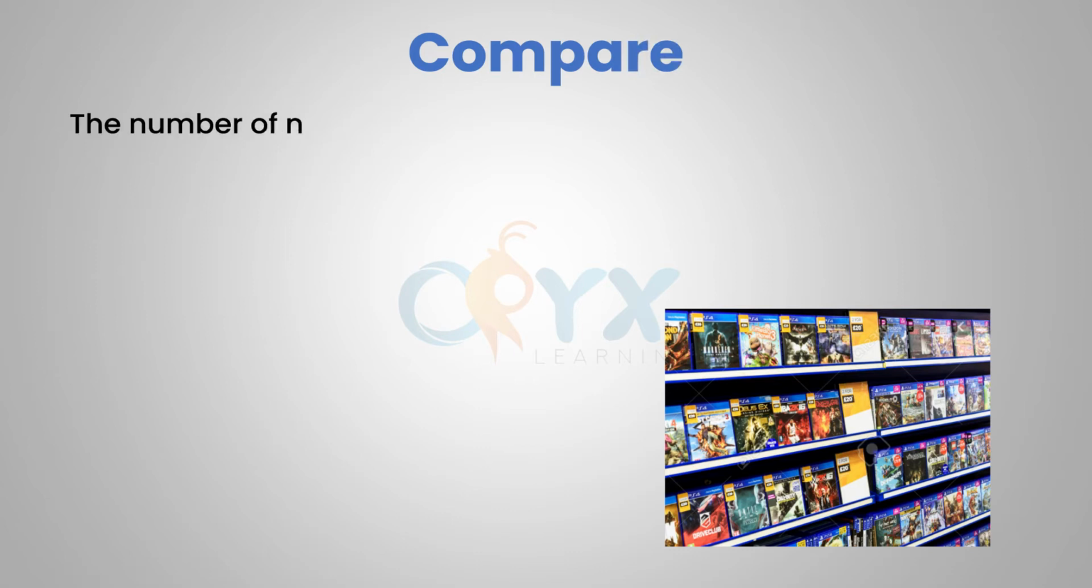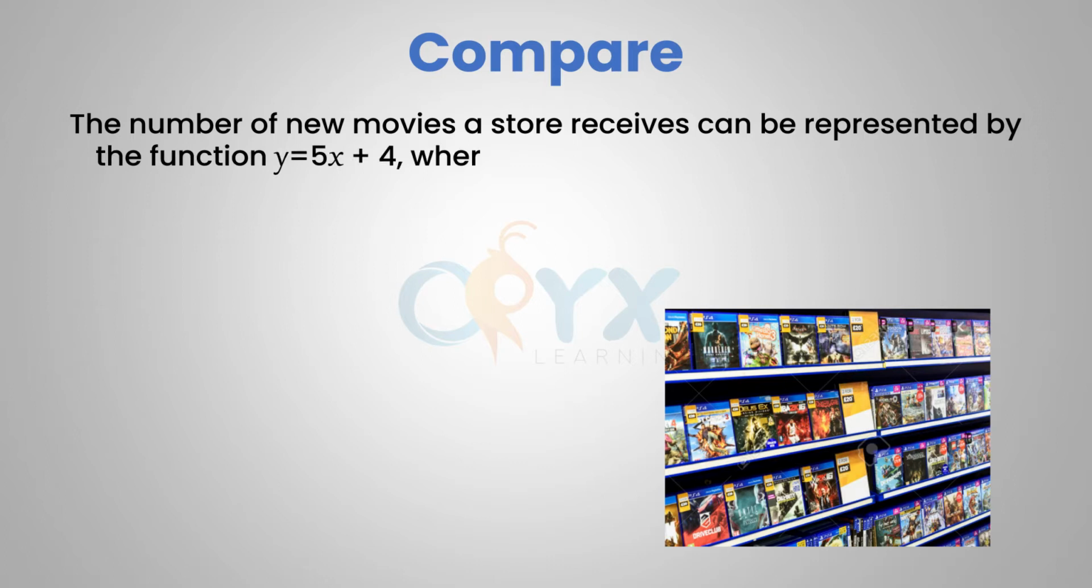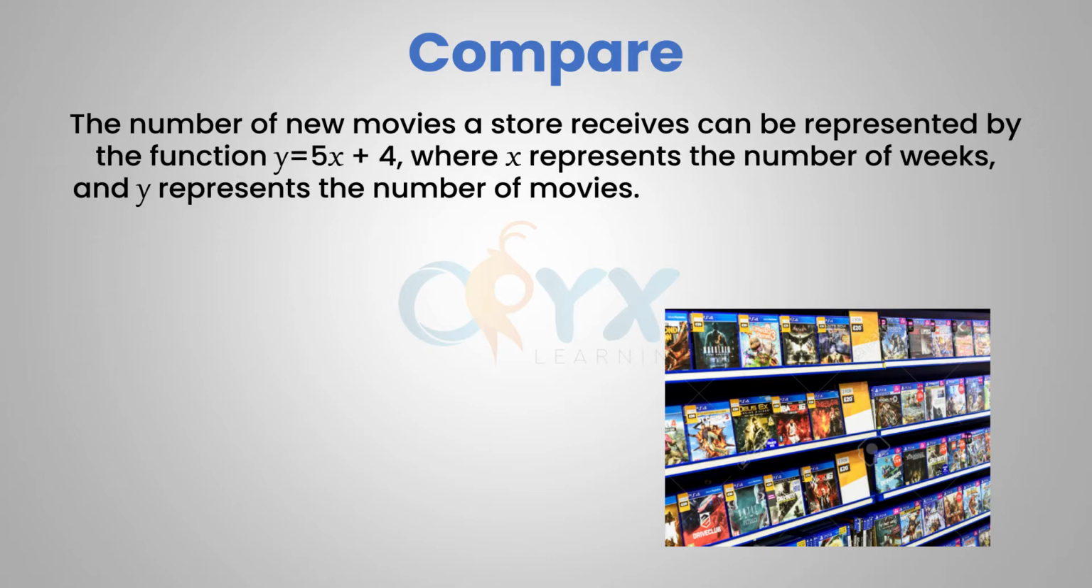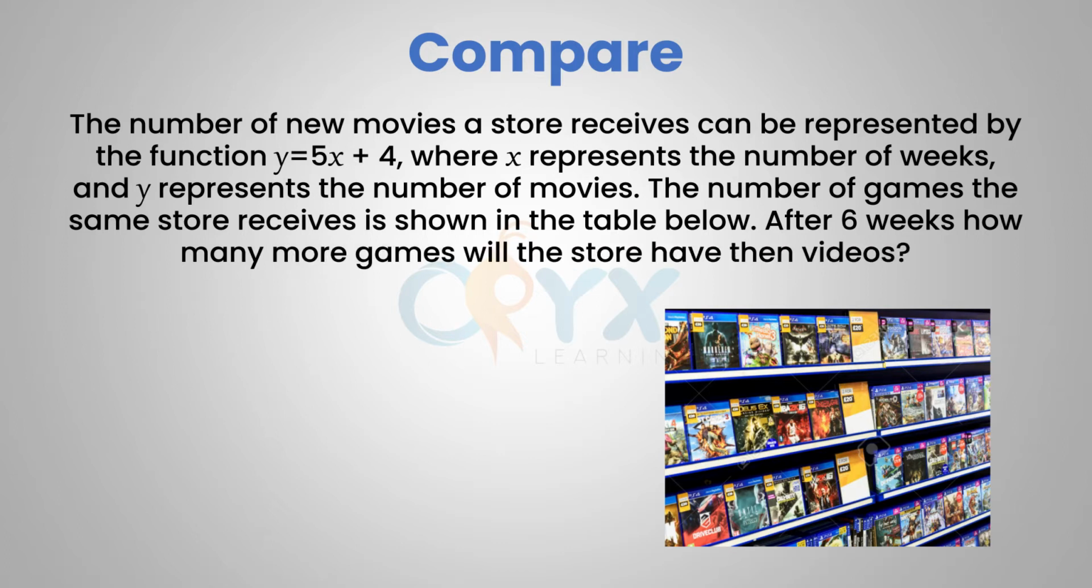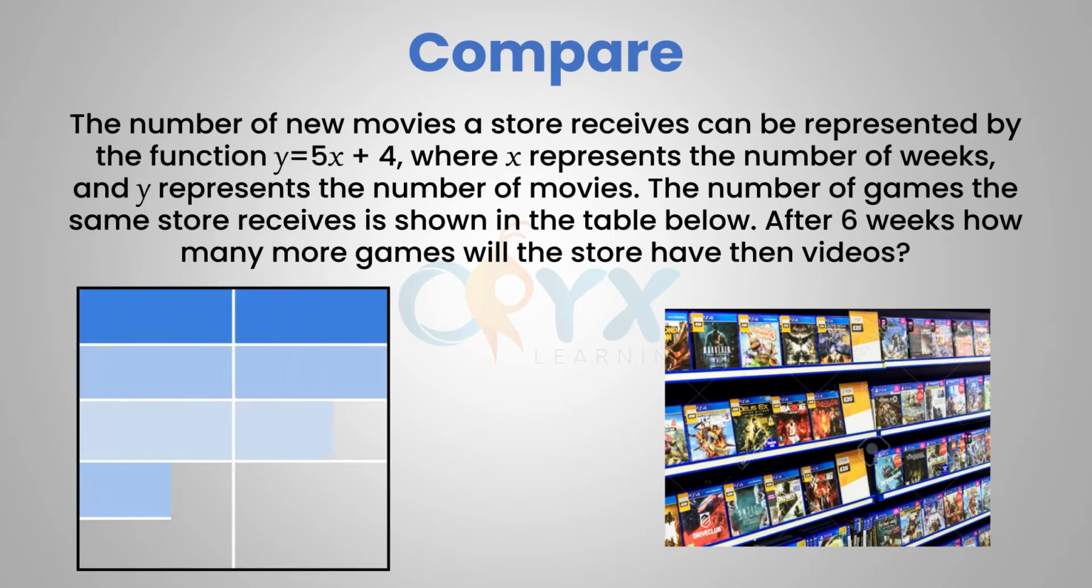The number of new movies a store receives can be represented by the function y equals 5x plus 4, where x represents the number of weeks and y represents the number of movies. The number of games the same store receives is shown in the table below. After 6 weeks, how many more games will the store have than movies? If you'd like to know the answer to this question, please follow along and we'll revisit it at the end.